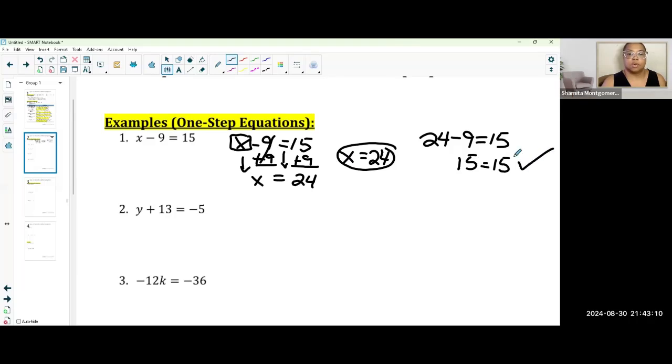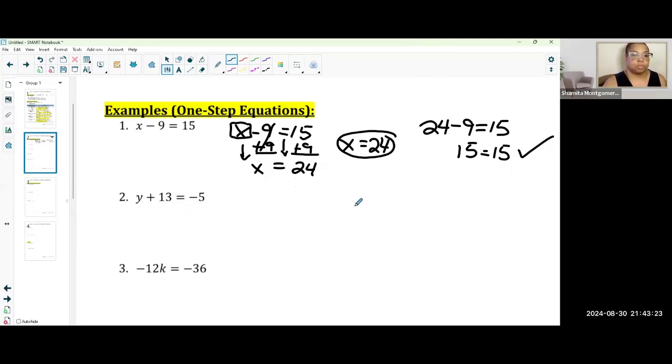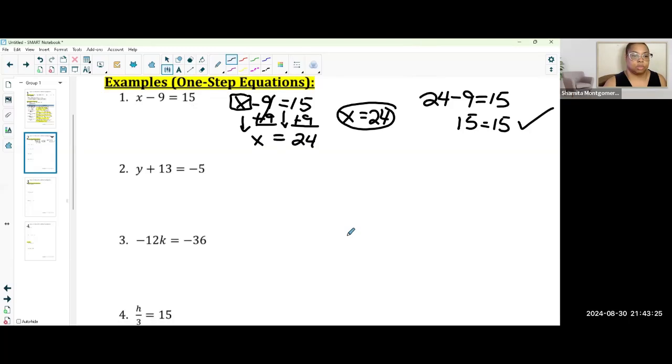This is why it's an equation, because it balances on the left and the right. You see the left side is 15, the right is 15. That's how you know your answer is correct, 24. All right, so that's number one. Let's move down to number two. Number two is y plus 13 equals negative 5.